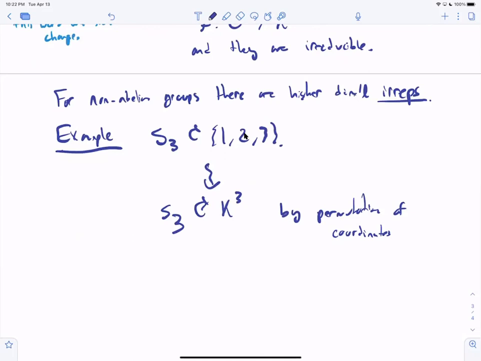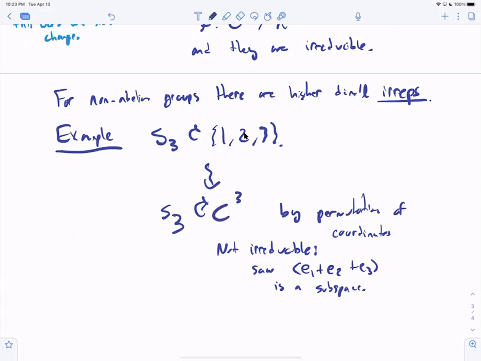So this is an action on a three-dimensional vector space. This is not irreducible. I mean, we already saw that E1 plus E2 plus E3 spans a subspace. But in fact, let me be lazy and take K to just be the complex numbers here.